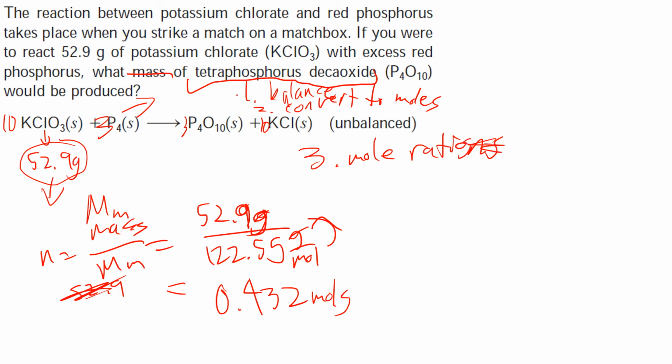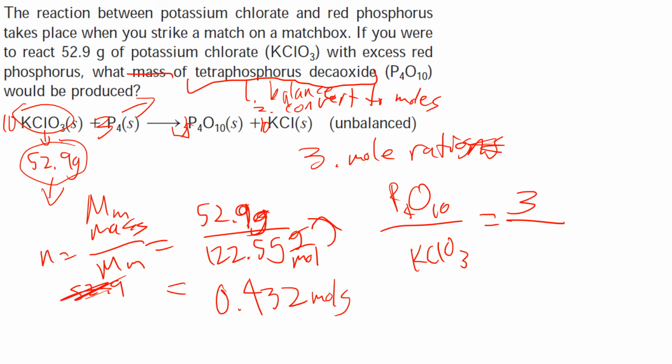0.432 moles. Tetraphosphorus decoxide, so 10 oxygens, P4O10. So the mole ratio of P4O10 to what moles do we have? We have moles of potassium chlorate. So the ratio is equal to 3, because the coefficient here is 3, divided by 10. Okay? And what do we know? We know potassium chlorate is 0.432, and we don't know P4O10, so we put X here. X is equal to, and solve for X, 3 over 10 multiplied by 0.432.